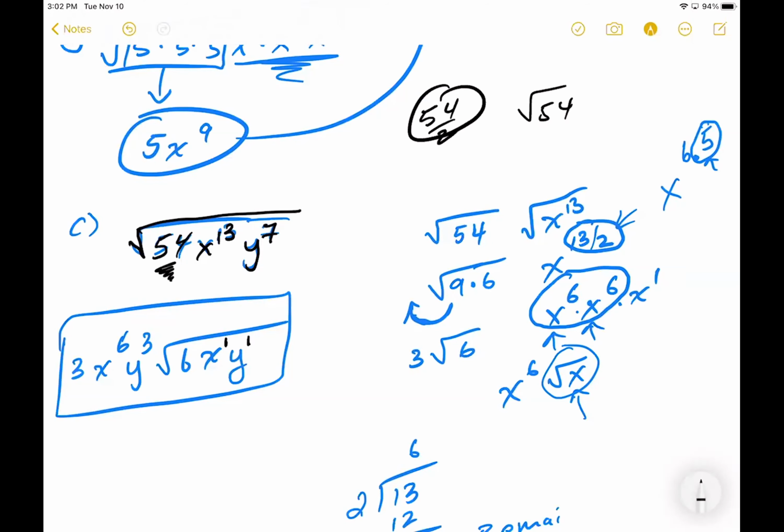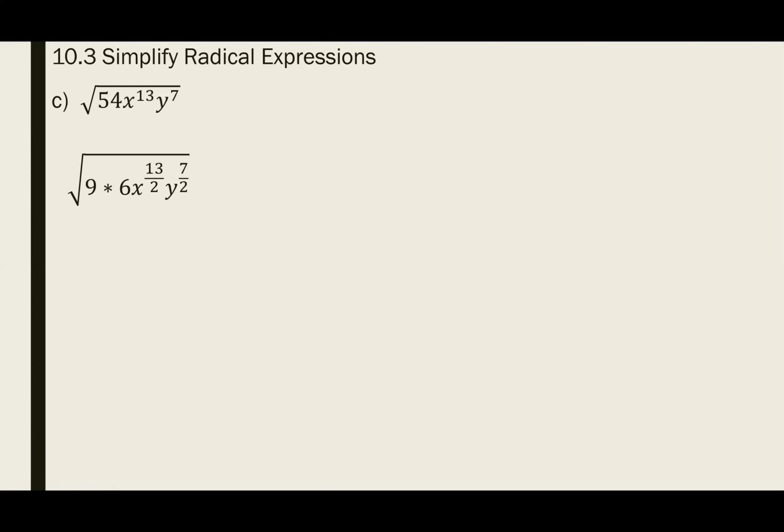You can see what we're doing here. I did this earlier, which is 9 times 6. Why do I use 9? Because 9 is a perfect square. 13 divided by 2, I have 6.5. I take out a 6. The 0.5 is the leftover. 7 divided by 2, I have 3.5. I took out the 3. The 0.5 is the leftover. Okay.